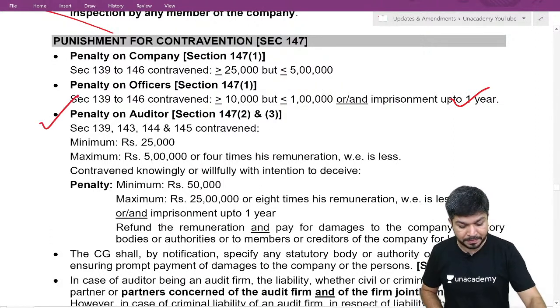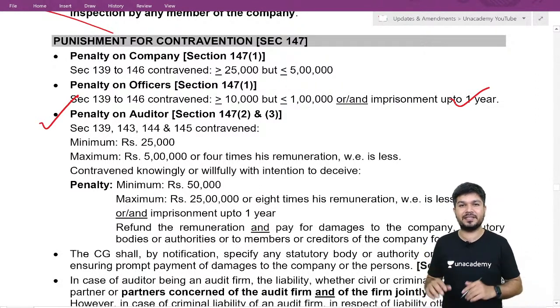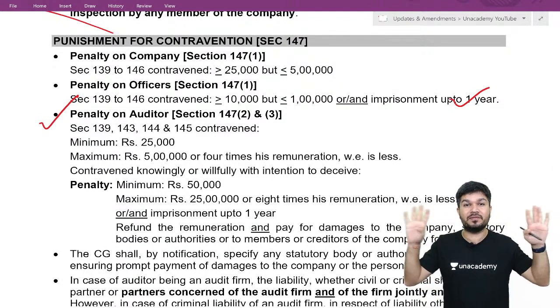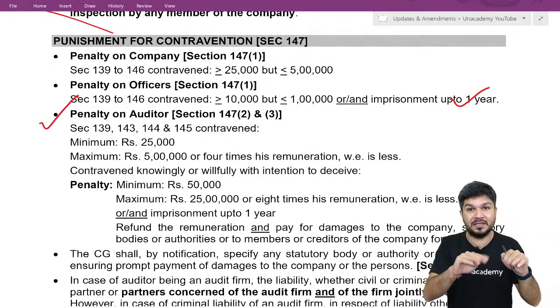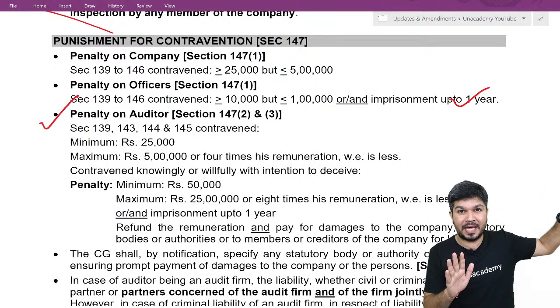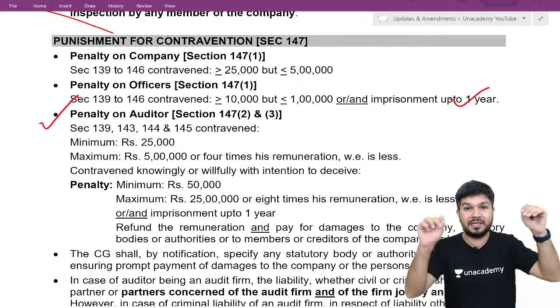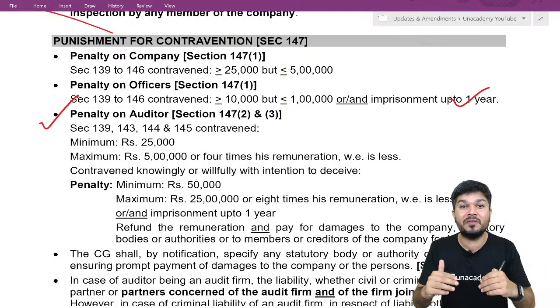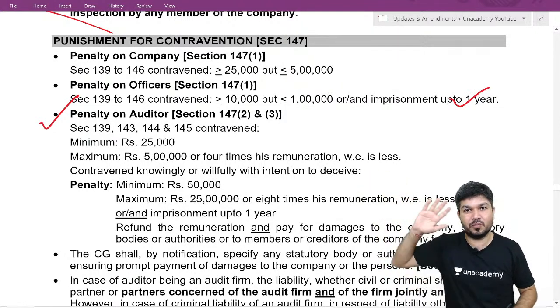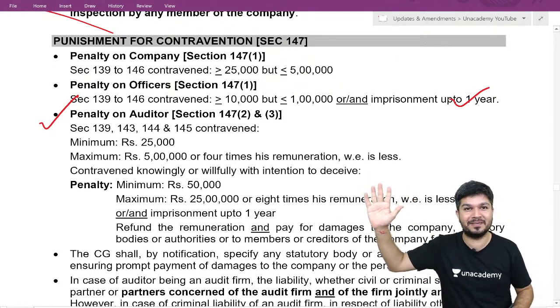Now important is penalty on auditor. If auditor violates section 139, 143, 144, 145. Now they've written only specifically this. See, if any section has a penalty, take that. If that is not applicable, take section 147. So if 147 also doesn't cover, then the court will decide the penalty. And don't think much about it. Court will decide the penalty.